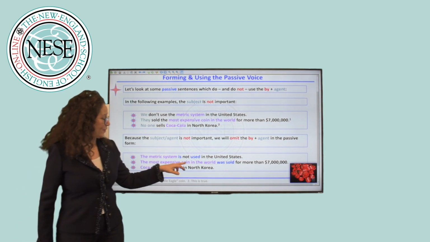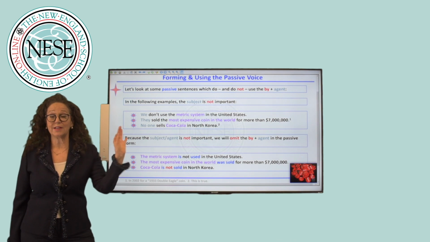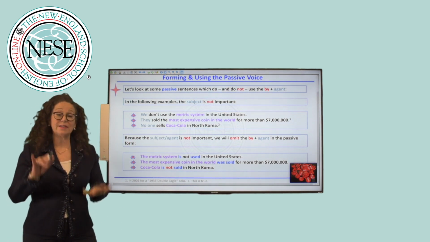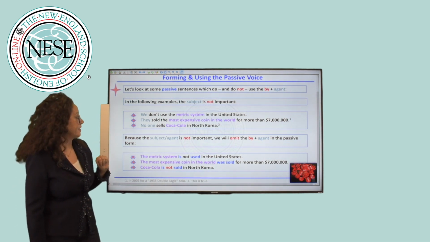The most expensive coin in the world was sold for more than $7 million. Good English, passive voice, appropriate. So do you see the difference of when you need it and when you don't? Let's look at the third example.